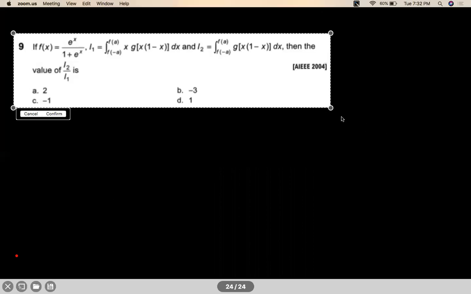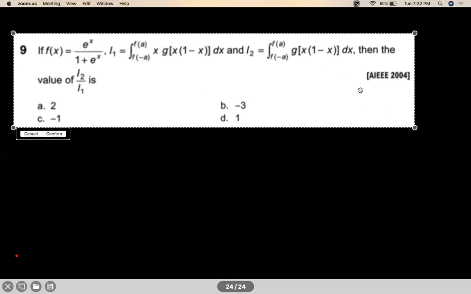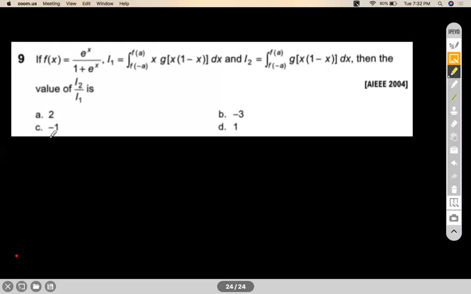Okay. AIEEE 2004 question, which is equivalent to the present JEE main exam. Let us solve this. I'll put the poll on for this as well.